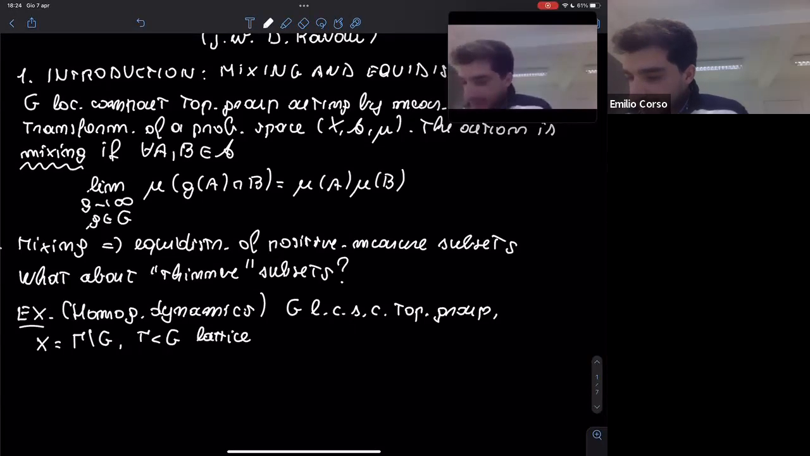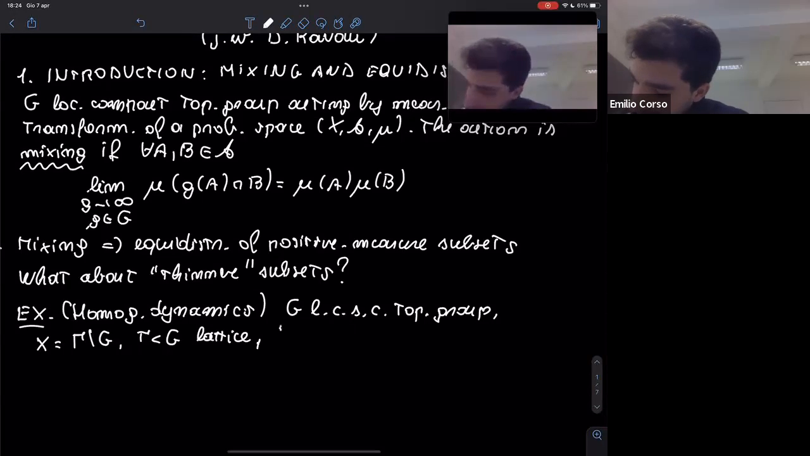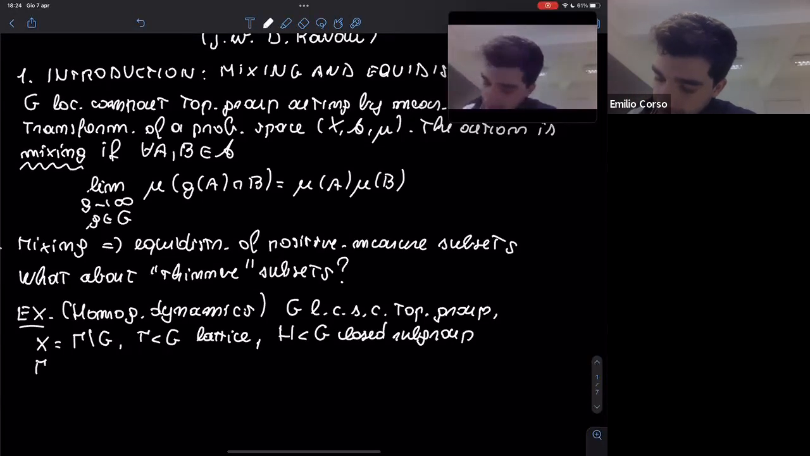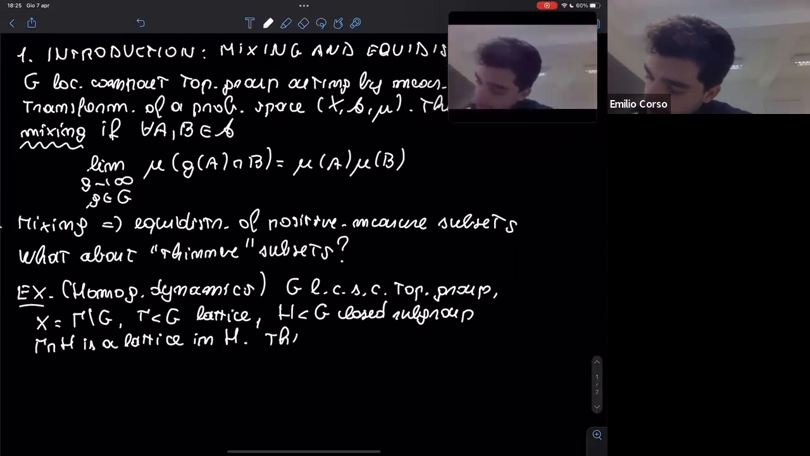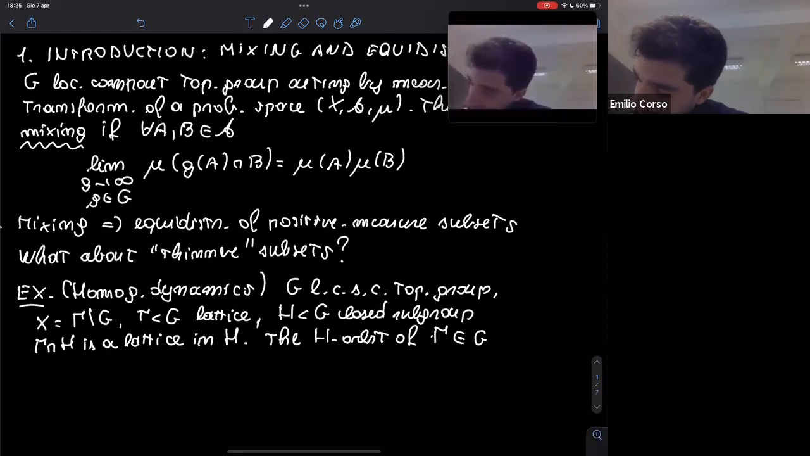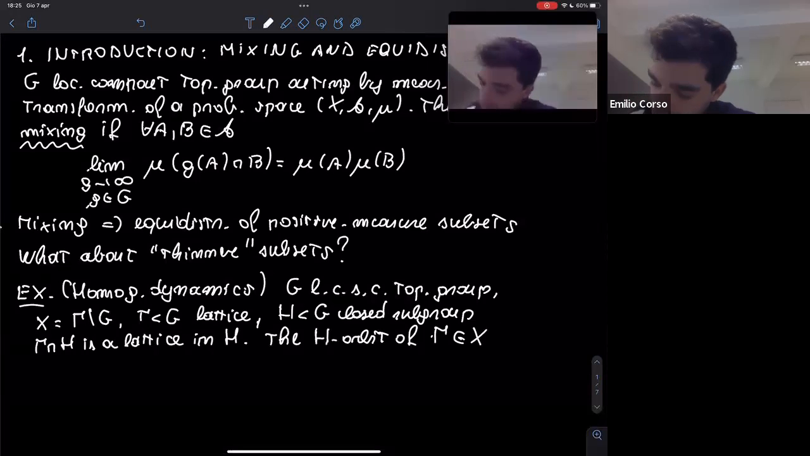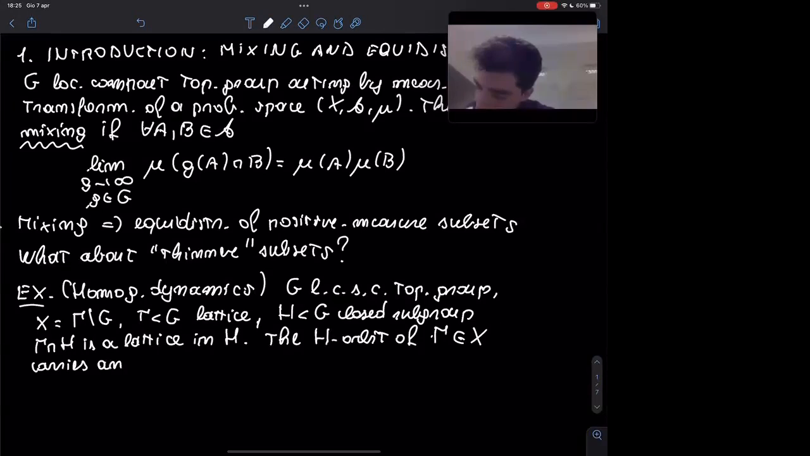What is this thin subset I could be interested in? Well, let's take H to be a closed subgroup. Assume that the intersection of Γ with H is a lattice in H. So this closed subgroup intersects Γ in a lattice. Well, under this assumption, the H orbit, so G of course acts on X by right translations, the H orbit of the identity coset of Γ, which is the identity coset in my space X, carries a natural H-invariant probability measure.